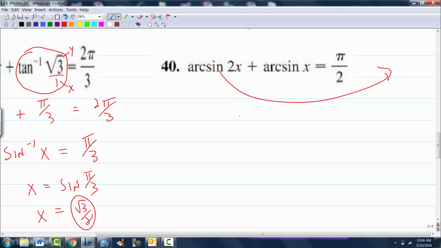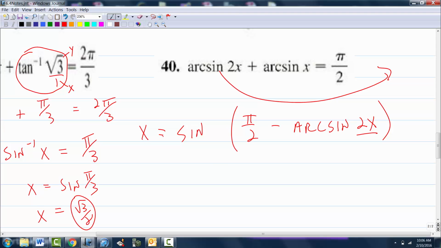Let me subtract this from both sides. You get pi over 2 minus arc sine, and it's because of this 2x. That is an issue, I think. At least I can't think about it. Then arc sine of x equals this. Then I'm going to sine both sides to get rid of the inverse sine. So subtract and then sine both sides, and then this is what I would get.